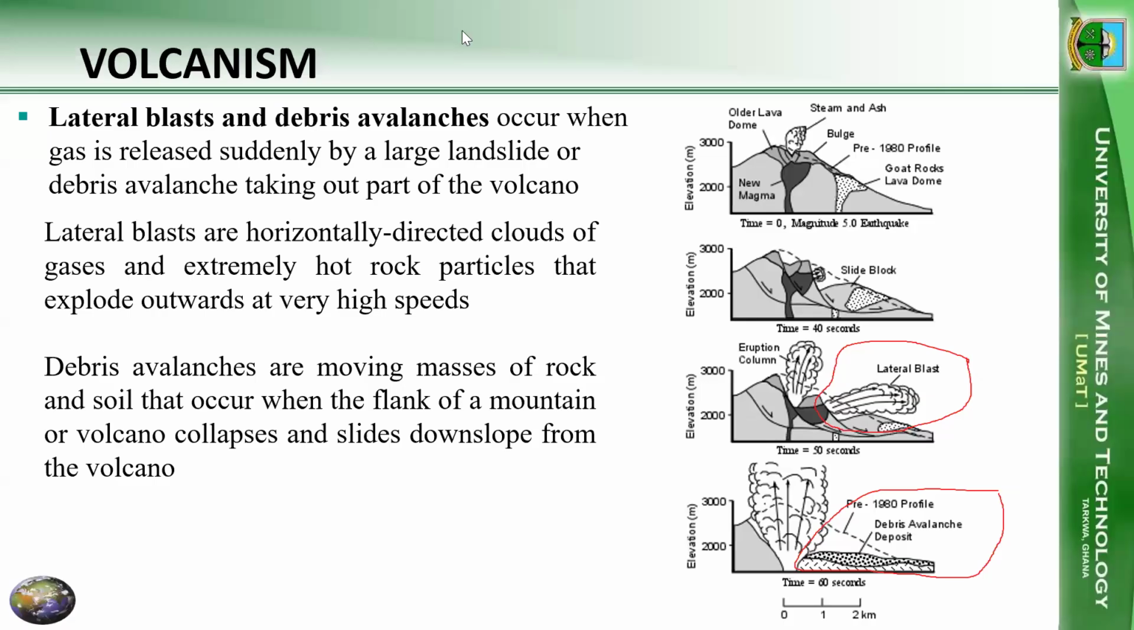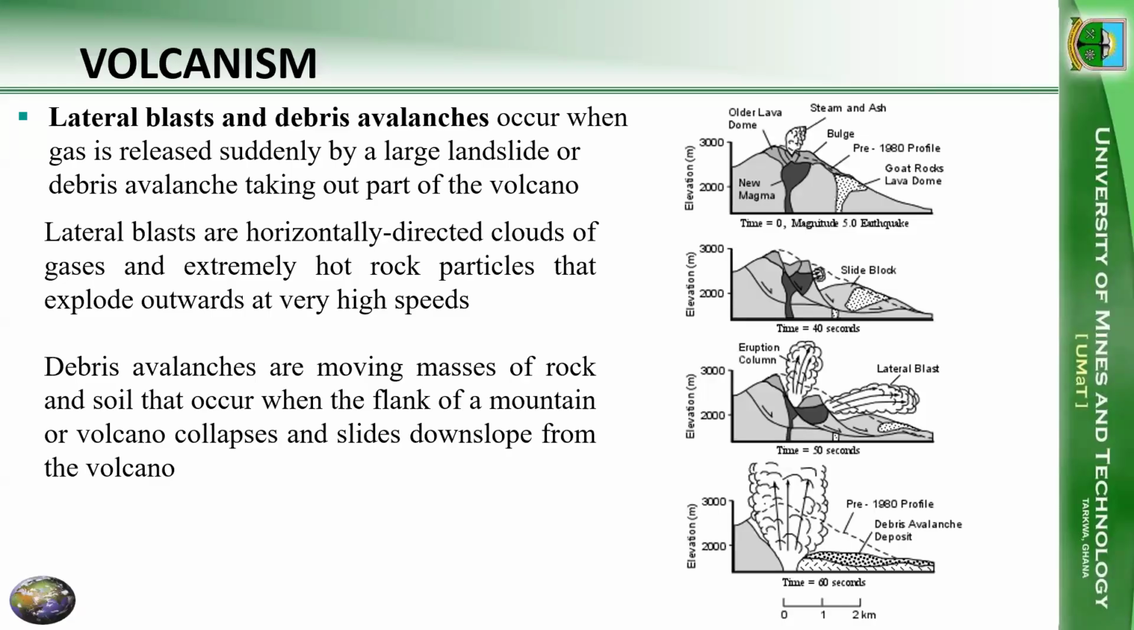So this is as far as the lateral blast and debris avalanches are concerned. When we see an avalanche, it means that we have a collapse of something like a geomaterial. Think about it in terms of, say, snow or ice that collapses, and then it travels at a very high speed. So we call that an avalanche. A debris avalanche is like a large landslide kind of avalanche.